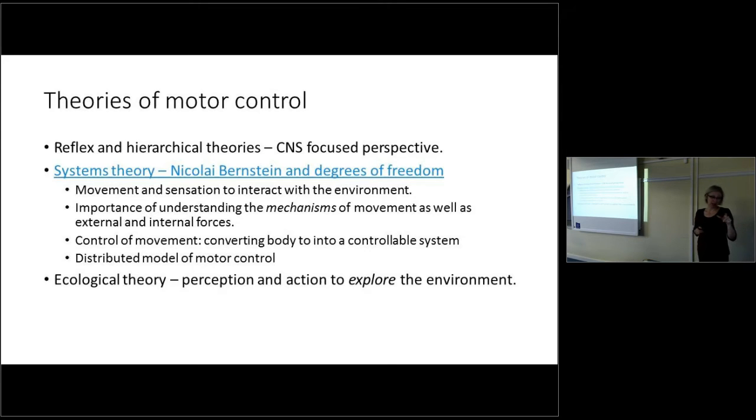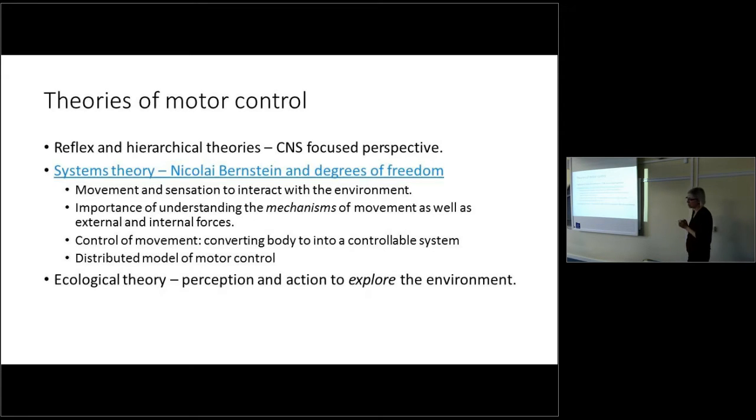So the idea of systems theory and the degrees of freedom is that actually what happens is we convert the body into this controllable system. So it isn't as random as having an infinite number of ways of doing something. We develop patterns of movement very quickly. And in the early stages, you will see that children, as they're moving, we talk about gross movement, but they might actually fuse different parts of their body together, different joints, so that it acts as one. Does that make sense?